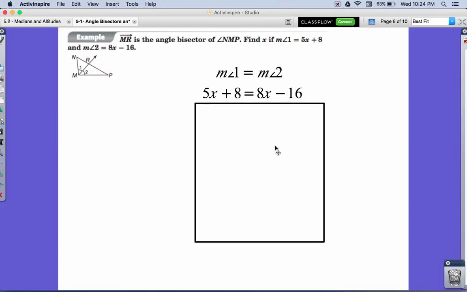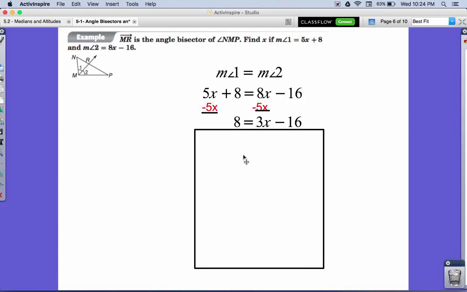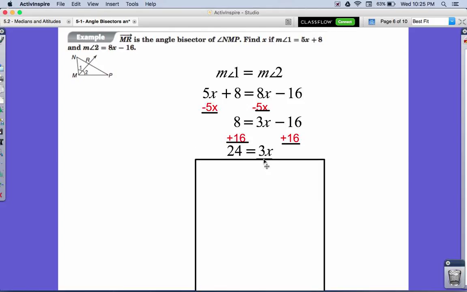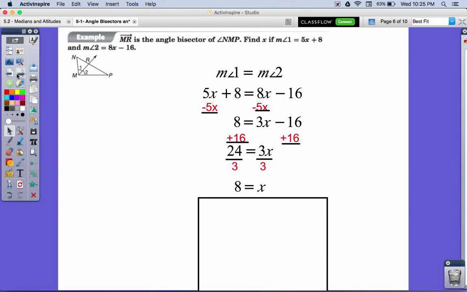Then we can substitute those values in, so 5x plus 8 equals 8x minus 16. We're going to subtract 5x from both sides, and we get that 8 equals 3x minus 16. We're going to add 16 to both sides, and we get that 24 equals 3x. Going to divide by 3, and we get that 8 equals x.